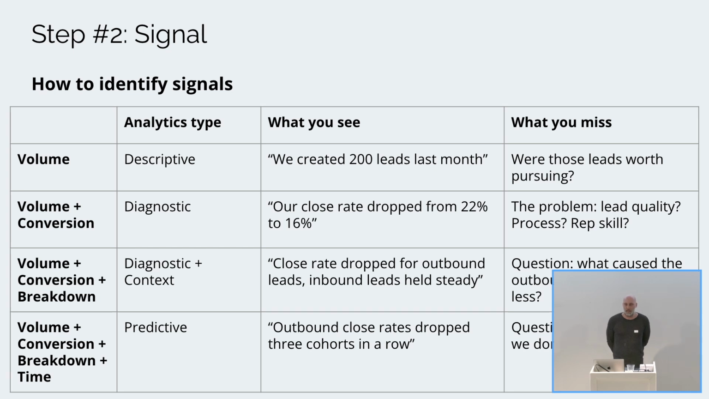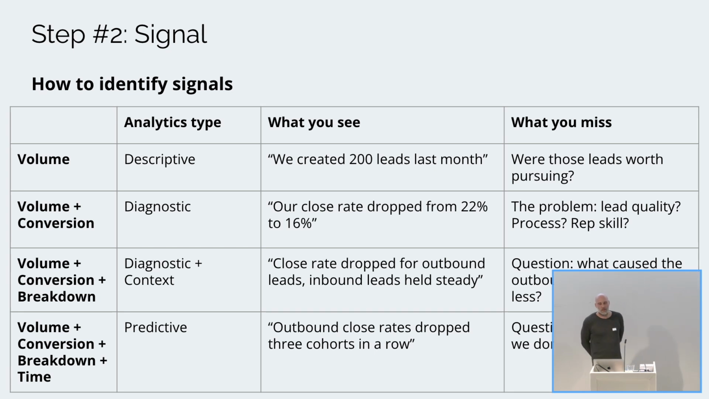If we add the breakdown, then we add context. Then we can see that the close rate, for example, dropped for outbound leads, but the inbound leads held steady, and that means that we do have a signal. We do understand where to look, and we do need to understand why the outbound leads converted so much less, and that would be the target of this feedback loop then.